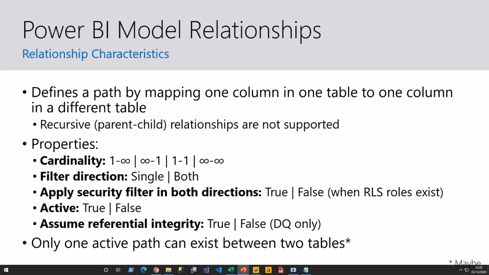Okay, lastly, only one active path can exist between 2 tables. And I'll come back to that in demo very shortly. Now, I mentioned the table role earlier. Was the table a fact table or a dimension table? While there is no explicit property that classifies a table into either role, it is in fact the cardinality that determines whether the table behaves as a dimension or a fact.